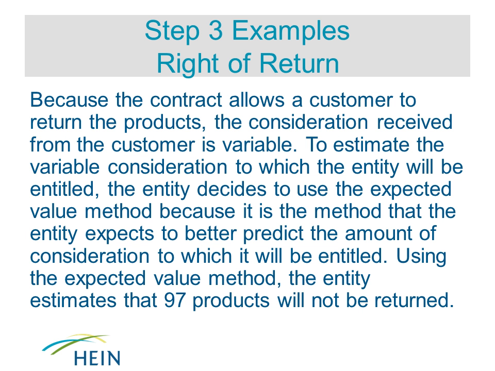Because the contract allows the customer to return the products, the consideration received from the customer is variable. So again, it's just because you've got a right of return, the ability for the customer to return the product, that creates the variability that we were discussing at the onset of step 3. So to estimate the variable consideration, the entity decides to use the expected value method, which is a reminder that's the kind of probability weighted approach, because that's a method that the entity expects to better predict the amount of consideration to which it will be entitled. Based on that, the entity estimates that 97 products will not be returned. So basically you'll get a return of 3 items, but 97 will be sold.